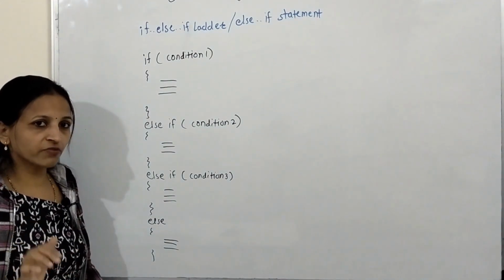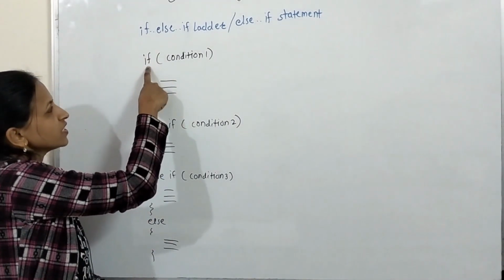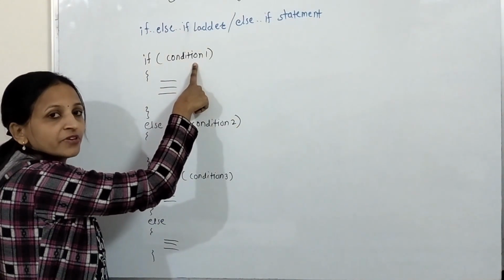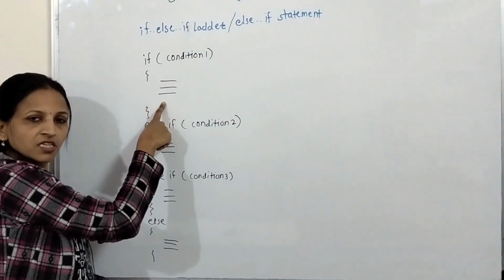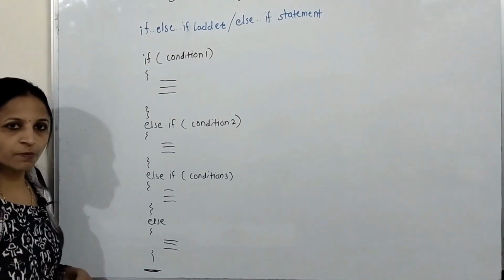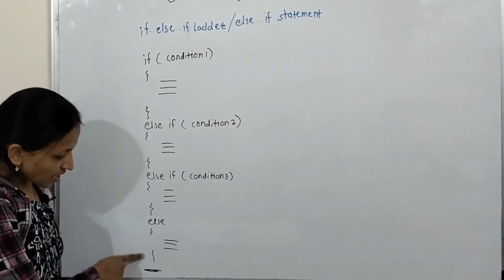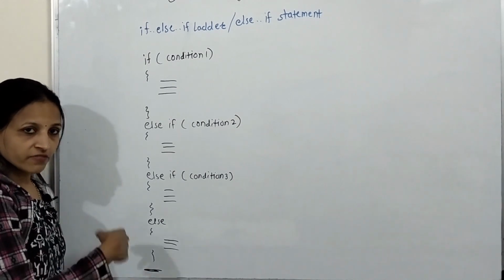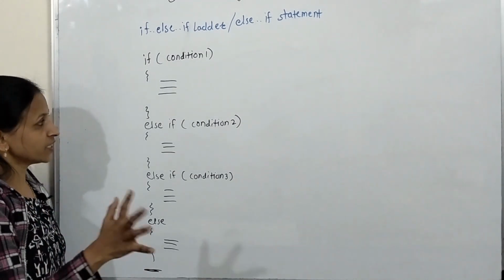Now see how it works. Initially whenever control comes here, it will check condition 1. If it is true, then it will execute whatever is written here, and directly control will be shifted to this place, meaning after the last else. Whatever statement is there will get executed directly.